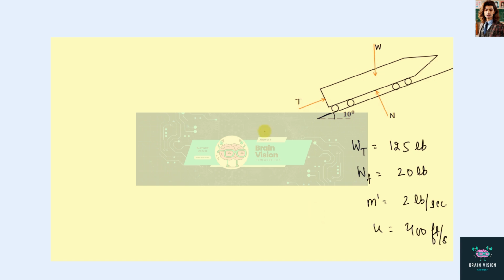To solve this problem, we'll be using Newton's second law of motion, that is sigma Fx equals max, and this is our x direction. This is the thrust force, this is the weight force, and the normal force offered by the plane. So this is basically a free body diagram of the rocket. Now we can write that T minus mg sine theta, or you could say W sine theta, is equal to max.